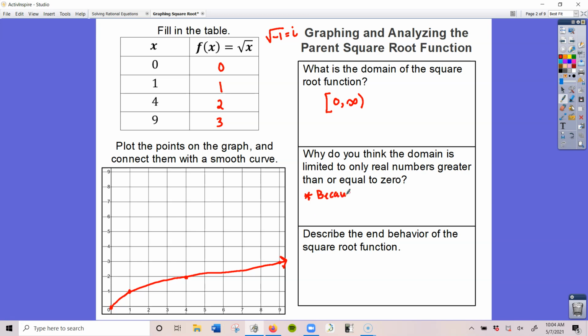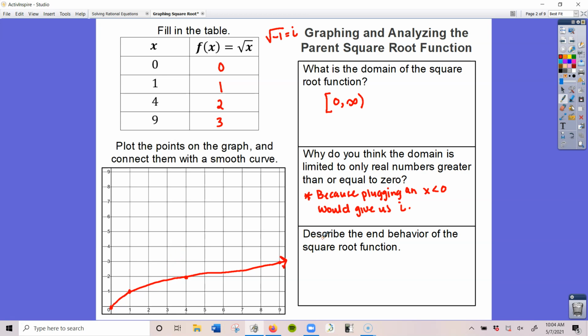Because plugging in an x that is less than 0 would give us i. And i is not a real number, so it cannot be graphed.